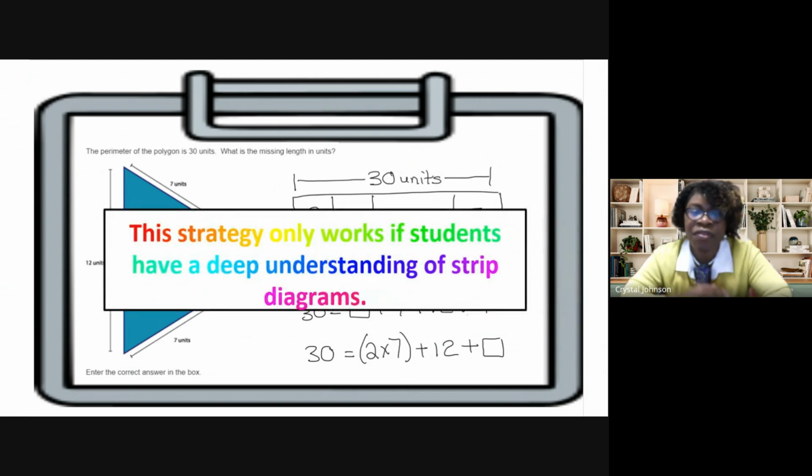Before we do that, I just want to say this strategy only works if students have a deep understanding of strip diagrams. If they don't have a deep understanding of strip diagrams, this strategy is just going to be more confusing for them. This only works if students understand it because that serves as the bridge. If they don't have that understanding, the bridge is not stable, and they're not going to be able to do it.